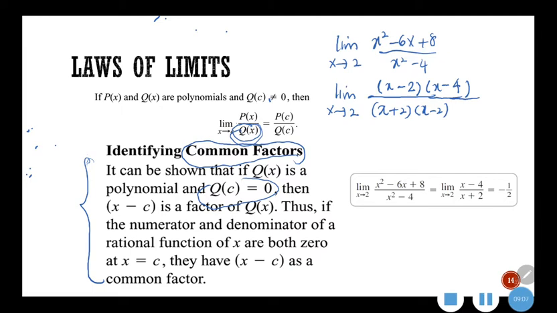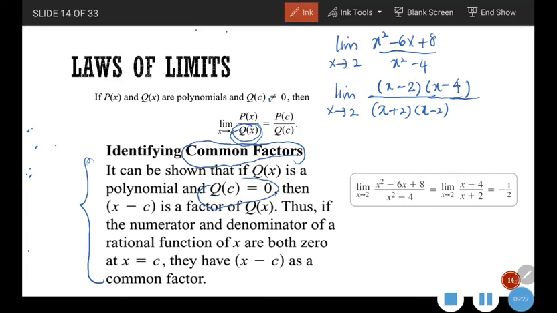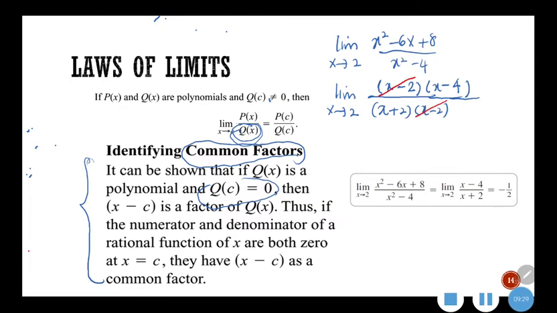Right? Try multiplying it back. So that means you are going to have x square, and then minus 4x minus 2x plus 8. Yes. So see, now we have a common factor which is x minus 2. We may cancel x minus 2. So when you cancel x minus 2 and substitute x with 2 into the function, will you get the denominator equal to 0? Not anymore, right?